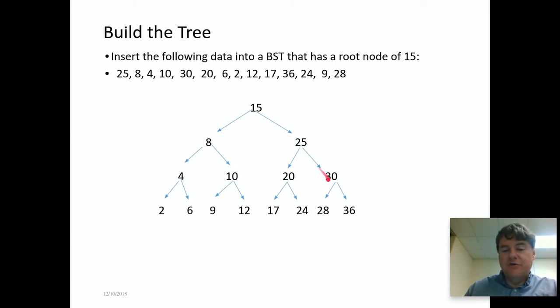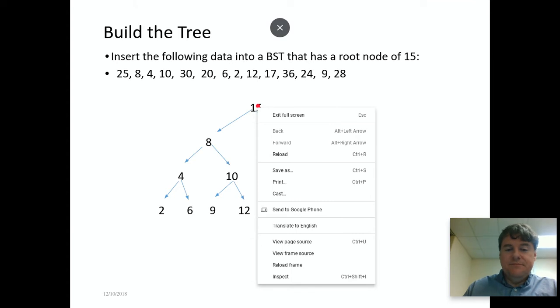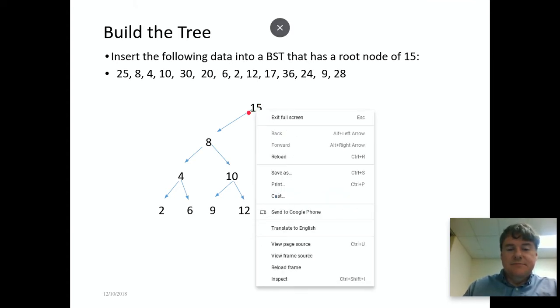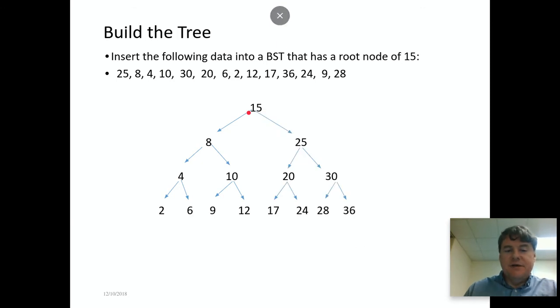30, greater than 20, greater than, less than 6, less than, what? 6 is less, ooh, what is happening? 6 is less than, greater than. Okay, so I think you get the general idea of how you insert into a binary search tree.